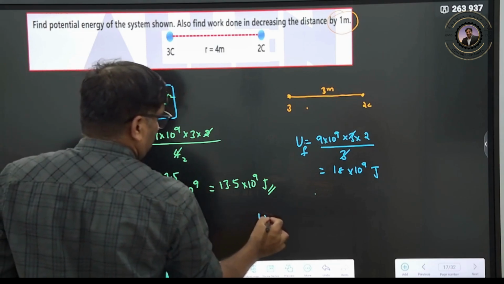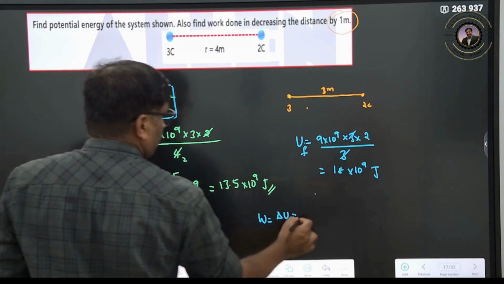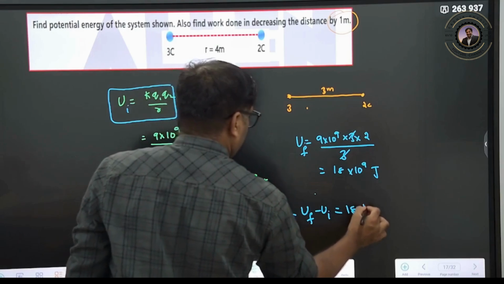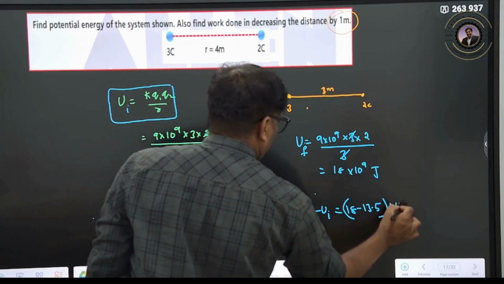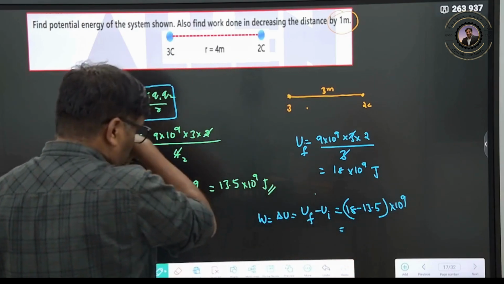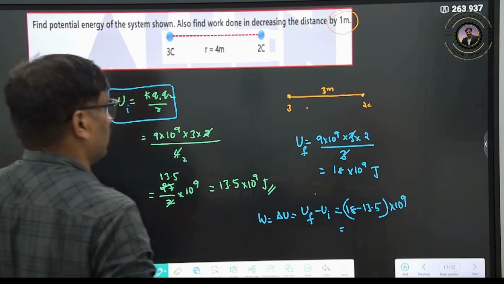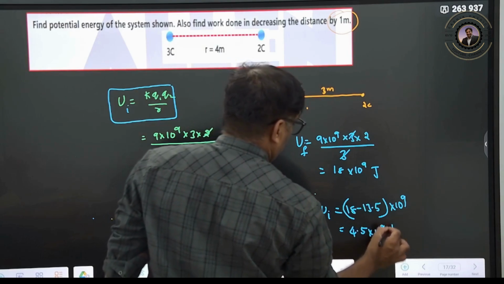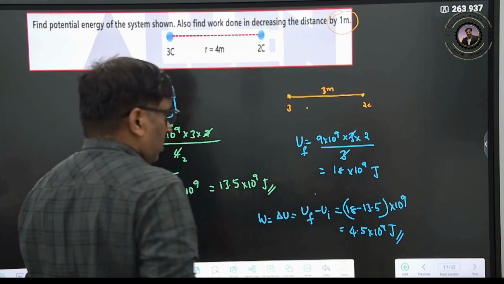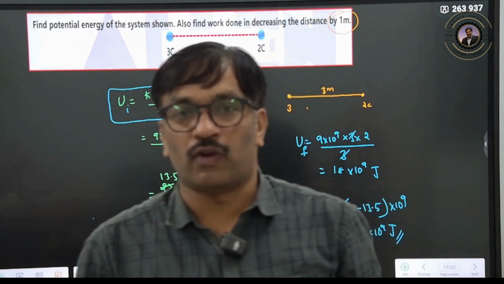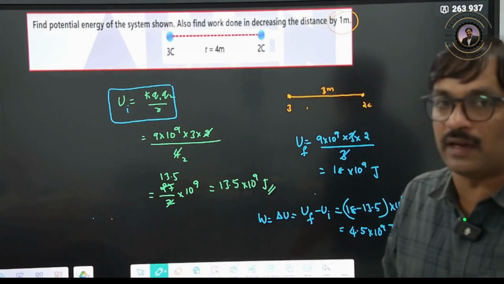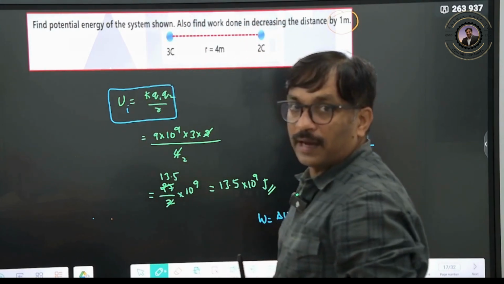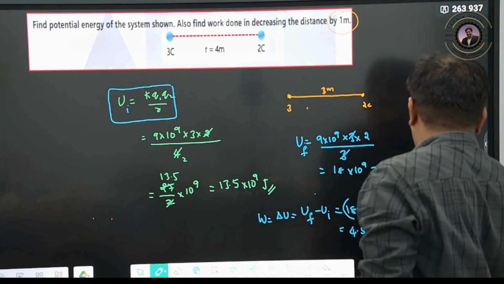So whatever the work done, it will be equal to the change in potential energy. Therefore it will be U final minus U initial. How much will it be now? 18 minus 13.5, into 10 to the power of 9. So here 4.5 into 10 to the power of 9 joules, right? So 4.5 into 10 to the power of 9 joules of work is done to decrease the distance by 1 meter. Clear? In this way you can calculate it.